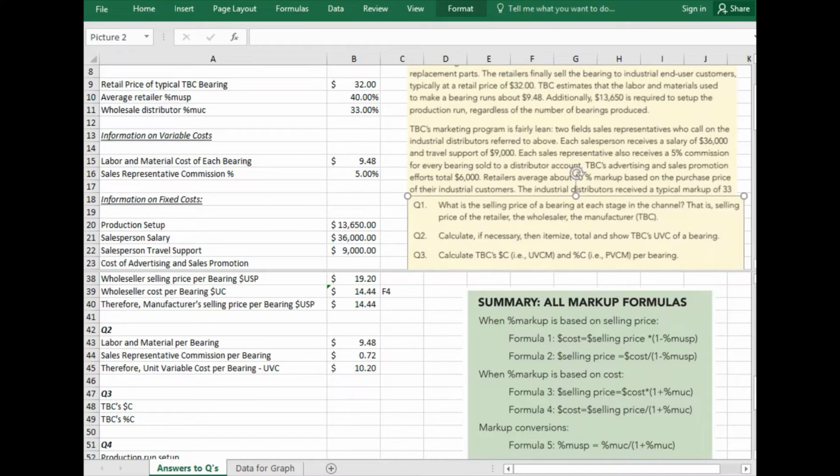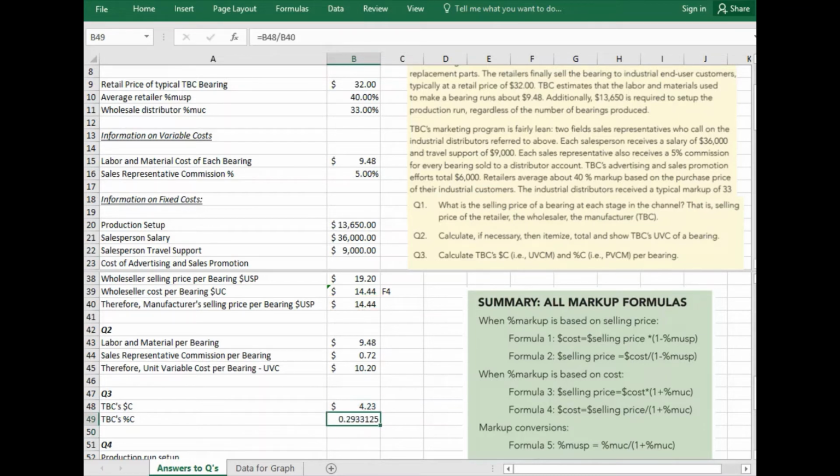We've got to go to question 3. When we finish with question 2, we're going to go to question 3. It says calculate Texas Bearing's dollar contribution and percent contribution per bearing. Piece of cake. We know the sales price per bearing by Texas Bearing, which is $14.44, and we're going to subtract the total variable cost, which is $4.23.